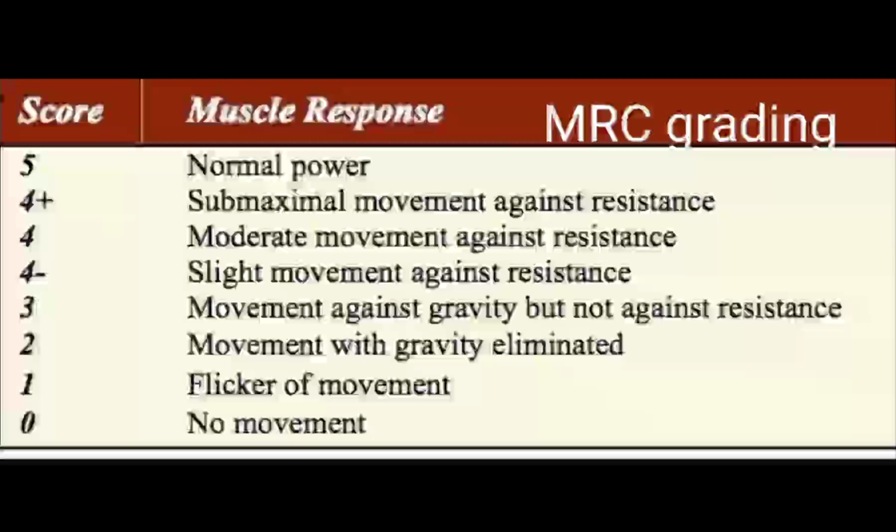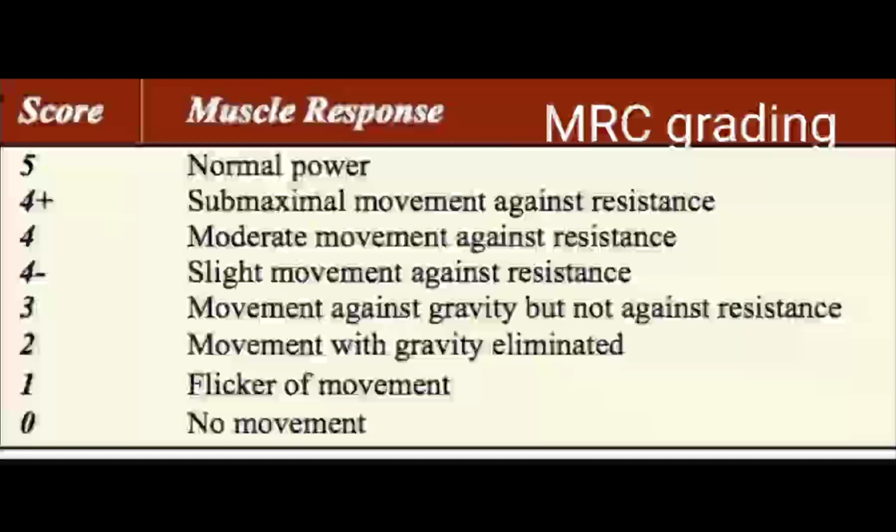Okay, then we have the muscle response. Muscle response or muscle power is graded and scoring is provided. 0 is no movement, 1 is flicker of movement, 2 is movement with the gravity eliminated, then 3 is movement against the gravity but not against the resistance, 4 is movement against the resistance and 5 is normal power. 0 पे क्या है?